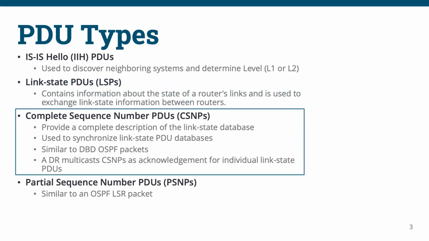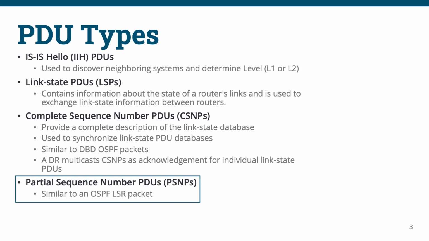Moving down, we have the CSNP. These packets provide a complete description of the LSDB of the local router. These are used and exchanged to see what LSPs are missing from one another's LSDB. This is a very similar function to the DBD, or Database Descriptor packet, seen in OSPF. It's worth noting that a DR, or designated router, on a broadcast segment will send back CSNP packets as an acknowledgement for the receipt of LSPs.